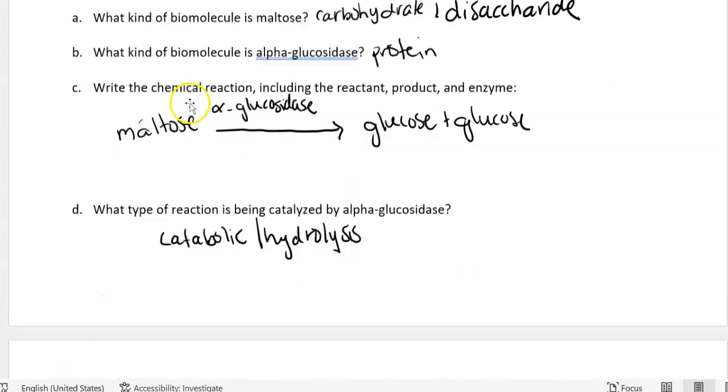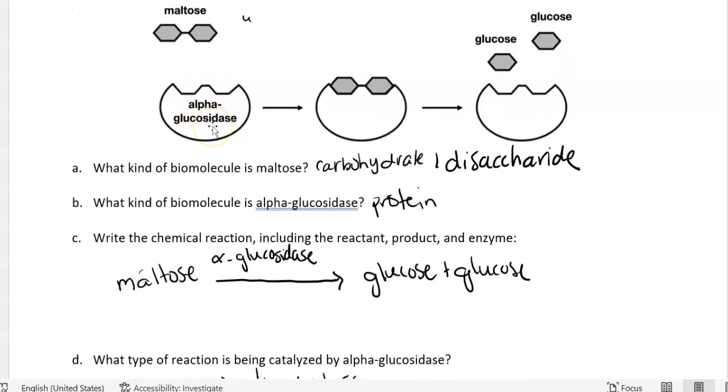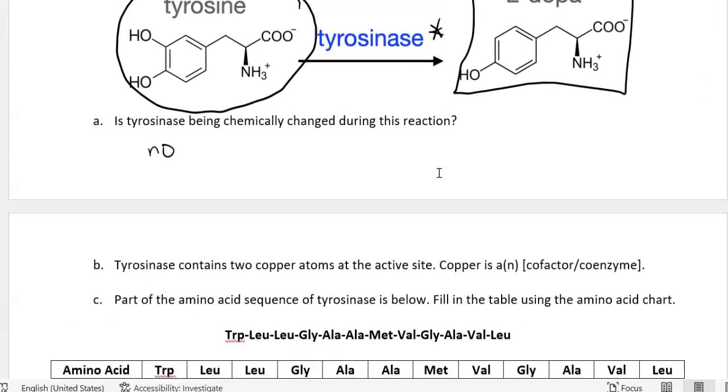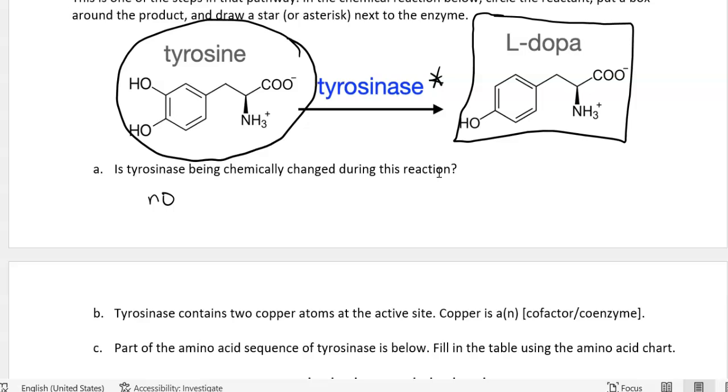If we scroll back up here, here's our enzyme, alpha-glucosidase. What you're seeing is that alpha-glucosidase binds the substrate, releases the products without being chemically changed. So that's the definition of an enzyme. It catalyzes a chemical reaction by lowering the activation energy, and it is not chemically changed during the reaction.